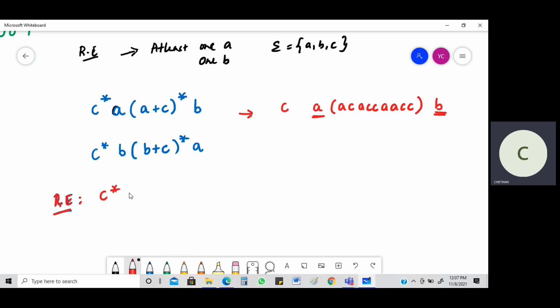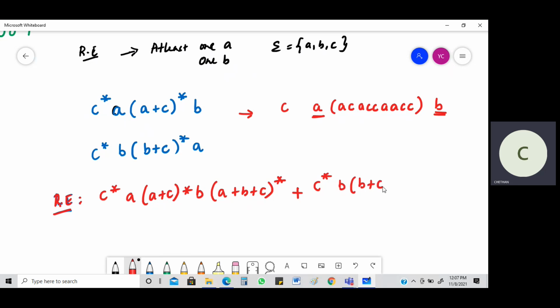You have c star, a, then a plus c, star, then b. Again you can check, there's a combination of a plus b plus c coming through. Then you have a star again. What is the meaning of this? There's one a, there's one b, then any number of a and b coming together. The same thing you can do for a preceding b, and you can write it even for b preceding a. So what is going to happen? The same thing is going to come, with one change.